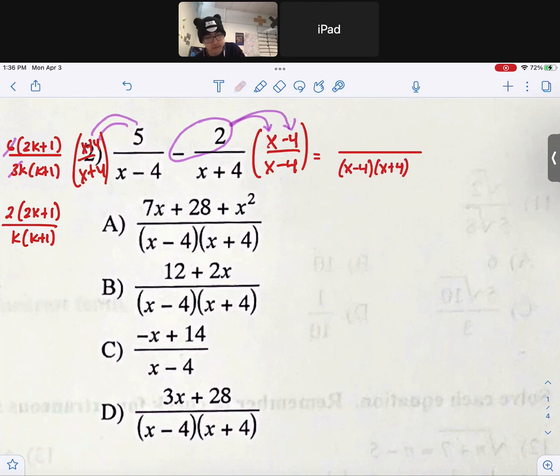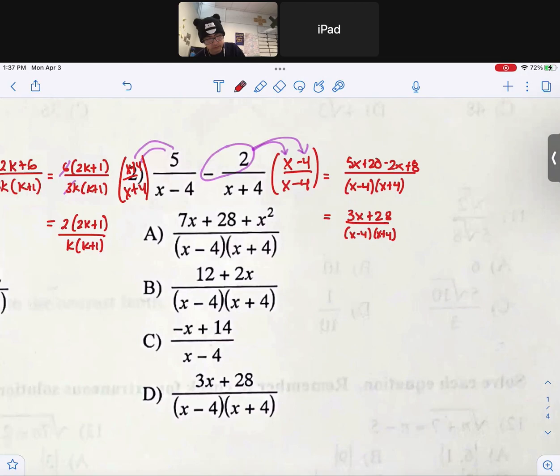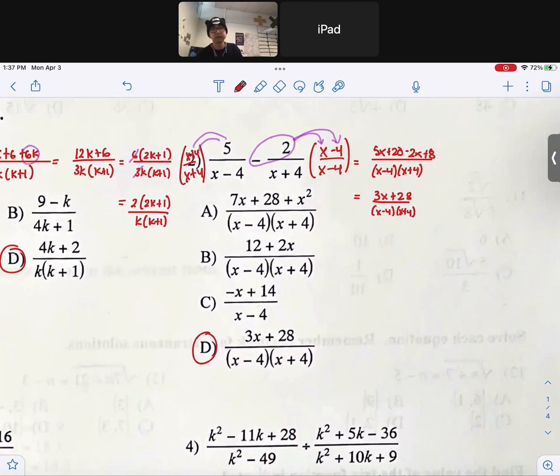5 times x is 5x. 5 times 4 is 20. Negative 2 times x is negative 2x. And negative 2 times negative 4 is positive 8. Combine like terms up top, and we'll get 3x plus 28 all over x minus 4 and x plus 4. Can't factor this anymore, right? So this is as simplified as we can get. So that means your answer would be D. It'd be D.